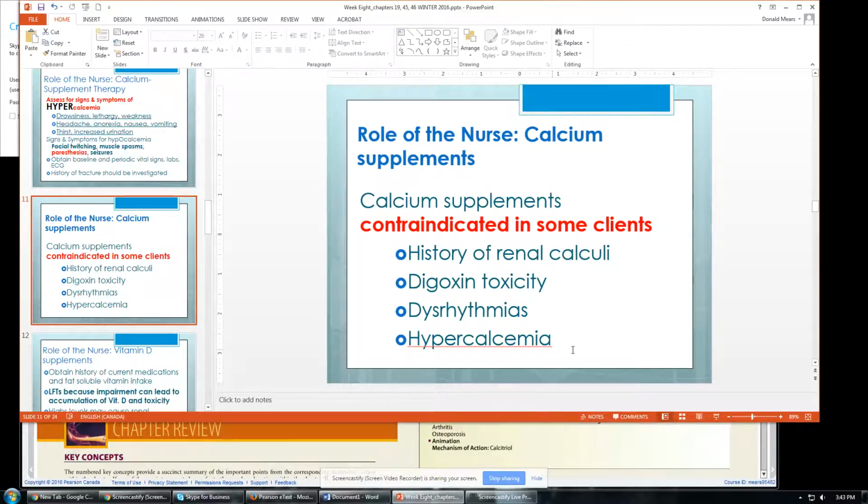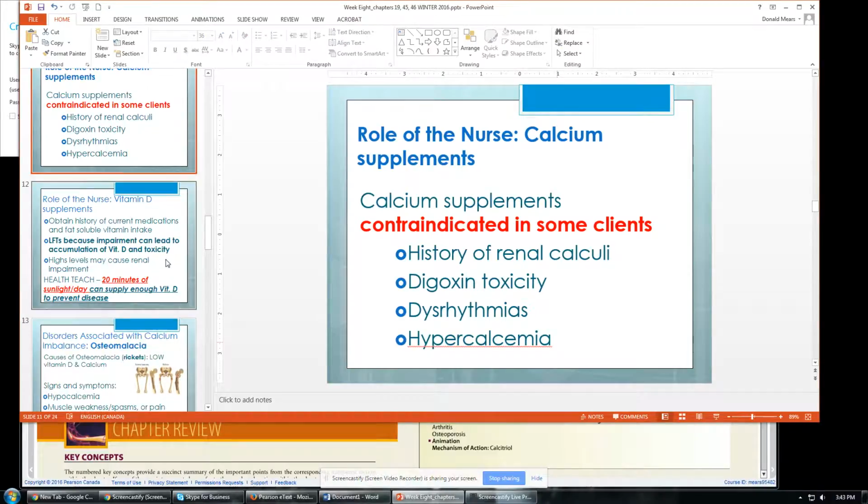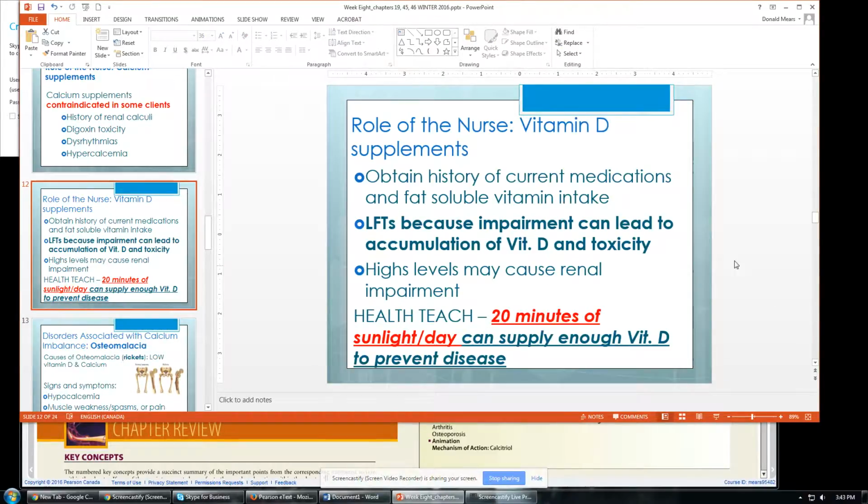Keep in mind that calcium might not be for all patients. People that have had kidney stones as a result of calcium buildup, digitoxicity, any kind of dysrhythmias we're cautious with, or it's contraindicated depending on what their dysrhythmia is, as well as hypercalcemia. Obviously, if their calcium levels are too high, we wouldn't want to give them calcium. And here's, look, there it is again. 20 minutes of daily sunlight provides enough vitamin D.